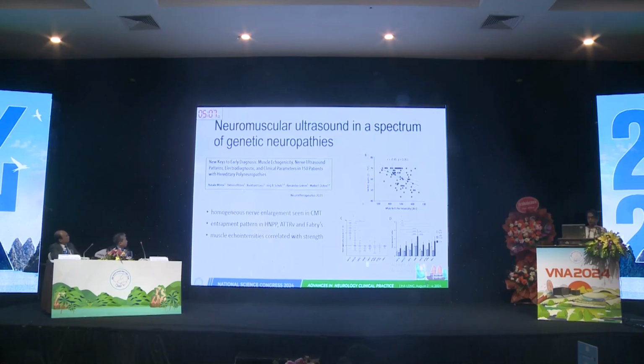And again, you can also look at differentiating. Other things that you can differentiate is that you'll see an entrapment pattern, for instance, in HNPP, in the amyloid form of familial neuropathy, and also in Fabry's disease.